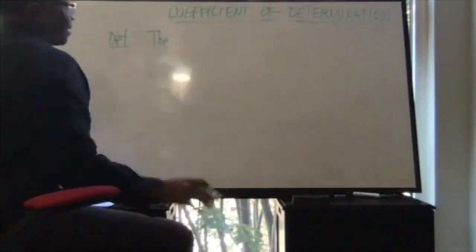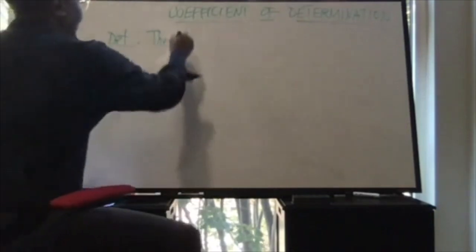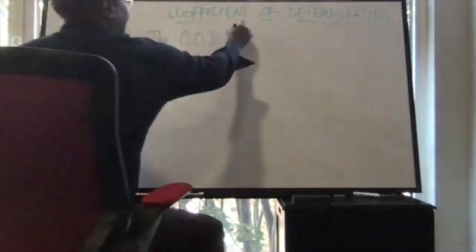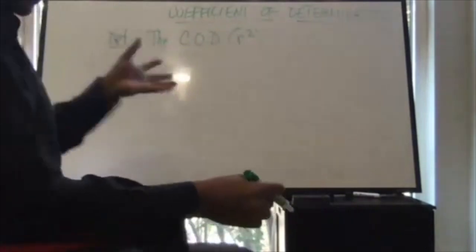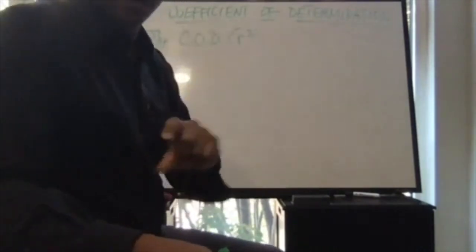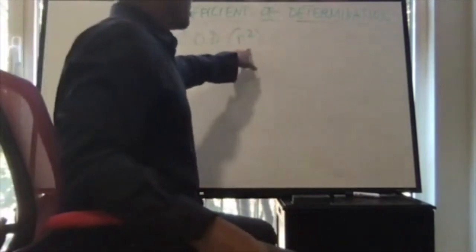I don't feel like writing all this again, so I'm just going to say COD, the coefficient of determination. And here I'm going to write R squared. So R squared is just the statistical symbol that we use for coefficient of determination. Now, for correlation, we just use R. But for coefficient of determination, we're just going to use R squared. So that's why I put it in parentheses.